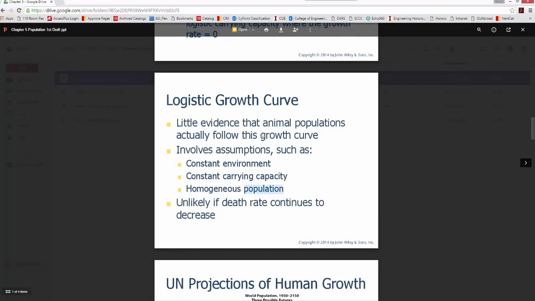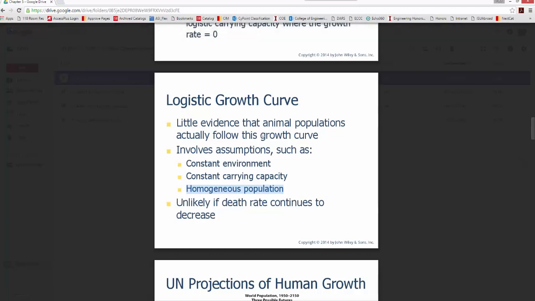And it also assumes a homogeneous population. In other words, each person has the same impact, either positive or negative, on the environment. We know that's not true. That's not true among nations. If you look at developed nations like the U.S. and China and Europe, we have a much greater impact on the environment than, let's say, the continent of Africa or the continent of Australia or Antarctica. So that is an unrealistic expectation as well.